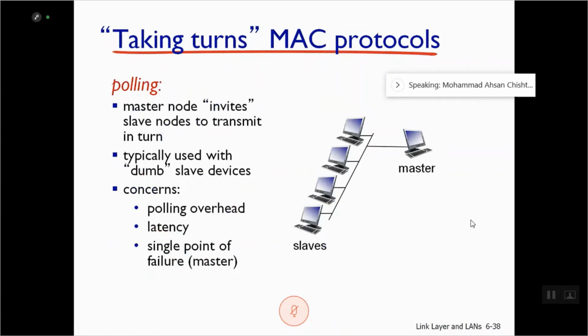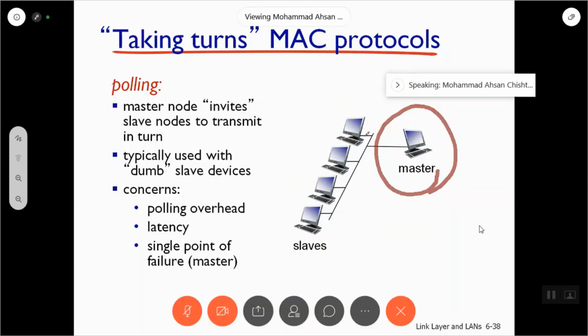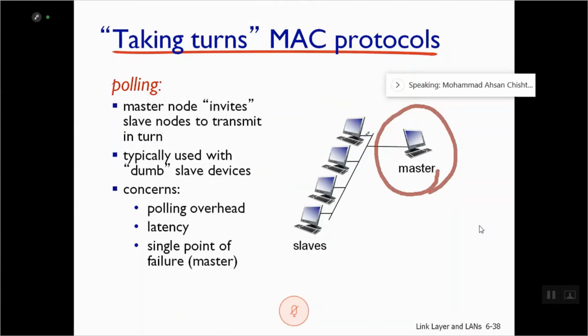What is the polling protocol here? The polling protocol requires that we have one of the nodes designated as the master node. A master node polls each of the nodes in a round robin fashion. Like it says, it invites the slave nodes to send data, typically used with dumb slave devices.